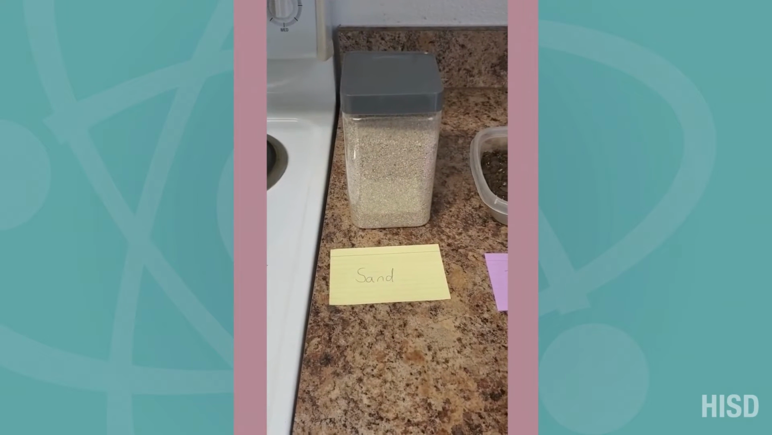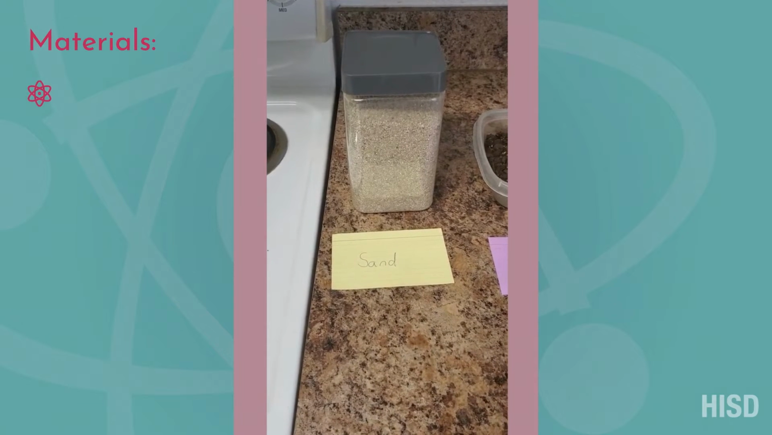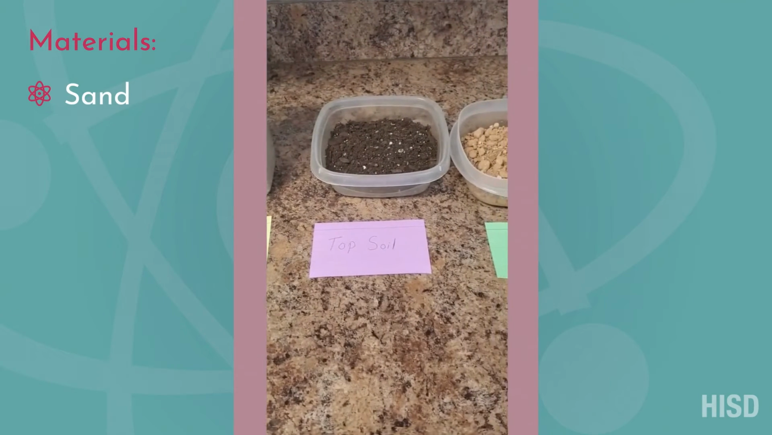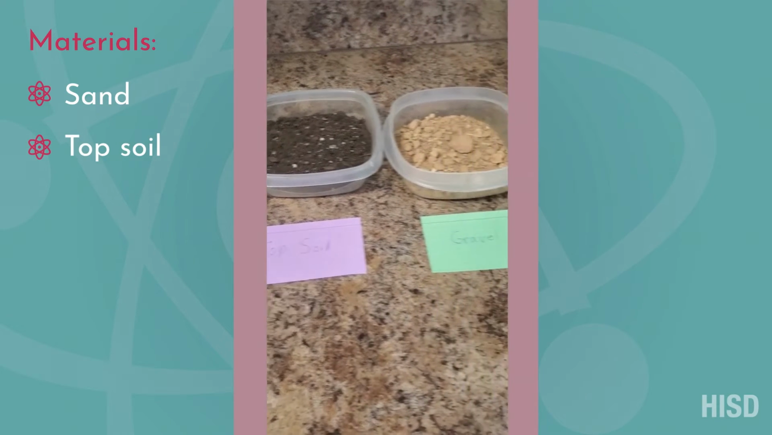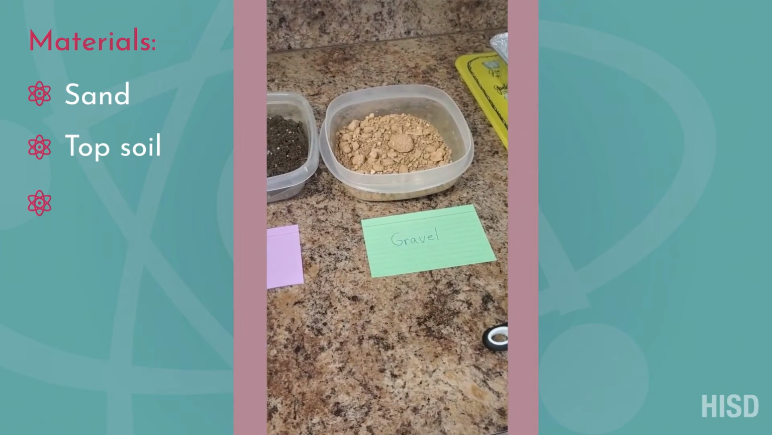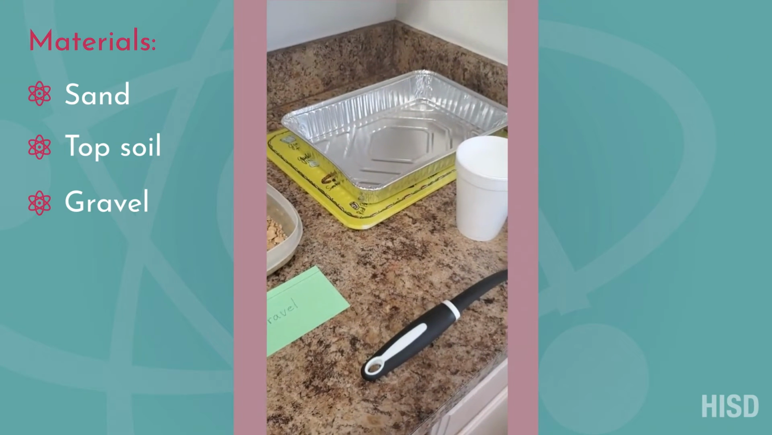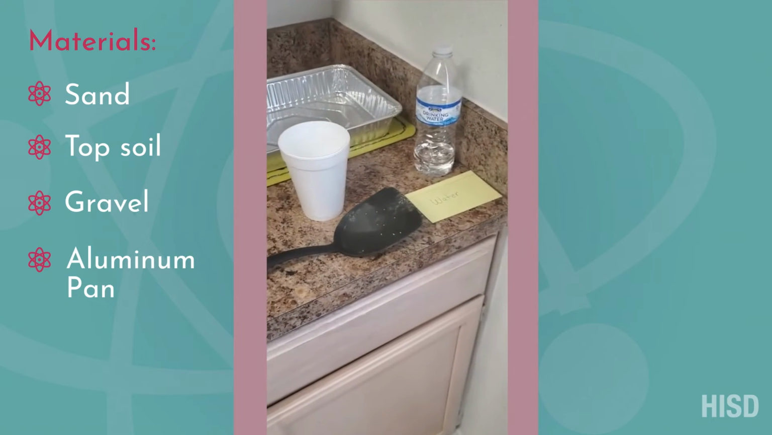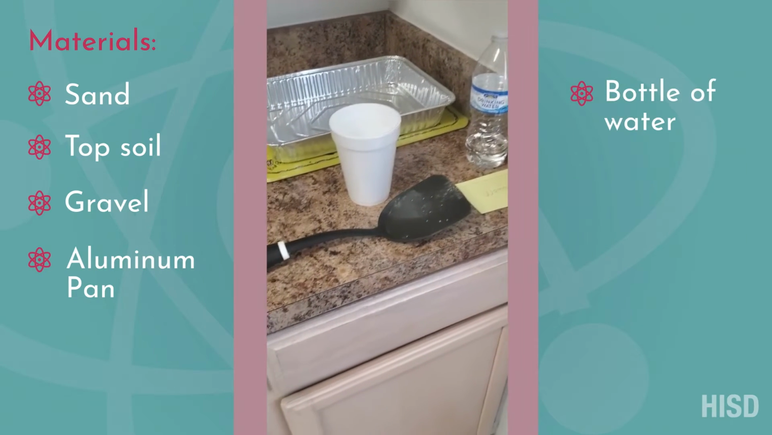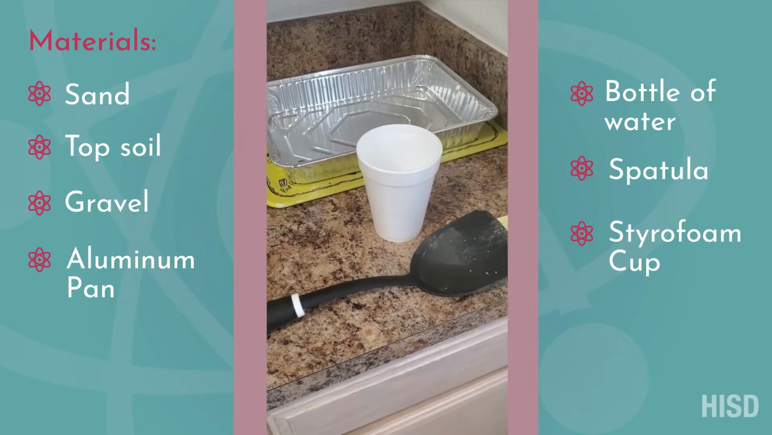For this investigation, you'll need the following materials: sand, topsoil or dirt if you have some, gravel or small pieces of rock. You'll need an aluminum pan, a bottle of water, a spatula, and I'll be using a styrofoam cup.